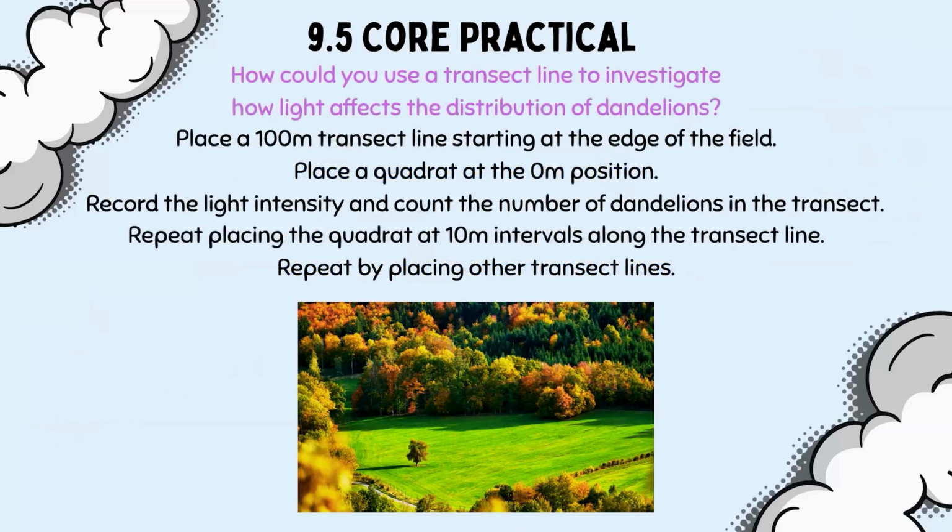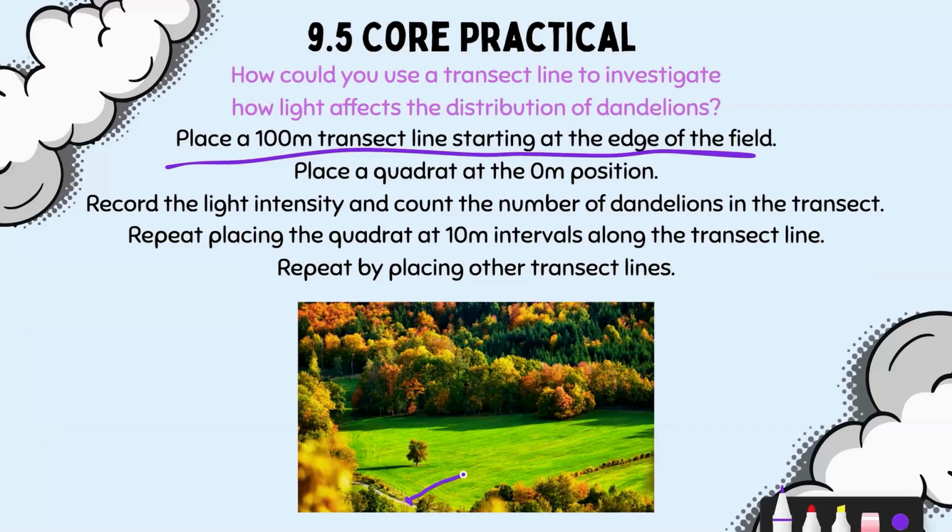Now the other thing you can do is use a transect. So you place a 100 meter transect line, start at the edge of the field. So you might start from here and have this piece of rope or string run for 100 meters. For example, if you started here, it would run through the woodland as well. And then every 10 meters, you put down your quadrat and you count.